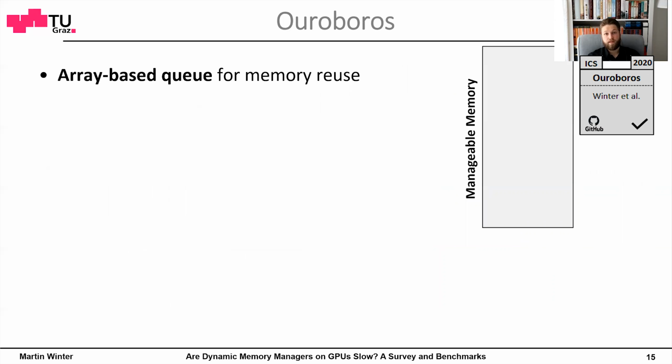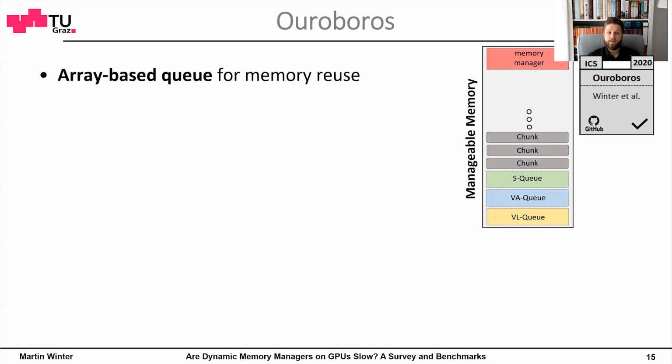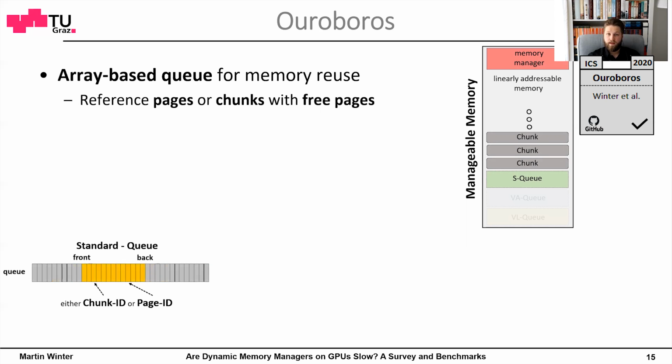Lastly, Oroboros is the most recent addition to the field of dynamic memory management in 2020 and builds on array-based queues for memory reuse. It houses a memory manager at the start of its memory region and places its queue at the end. The rest can be allocated as equally sized chunks, leaving the beginning as linearly addressable memory. A queue is fixed size and has a front and a back pointer, and can either directly reference pages returned to the user or chunks with free pages on them.